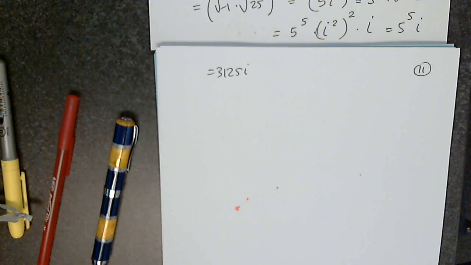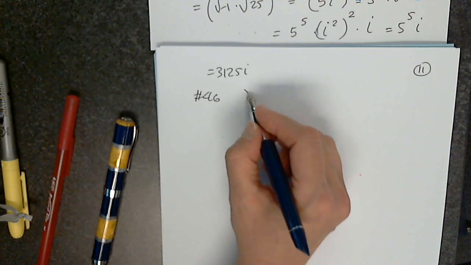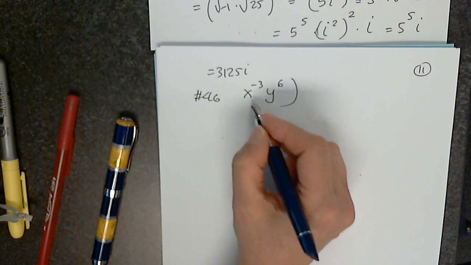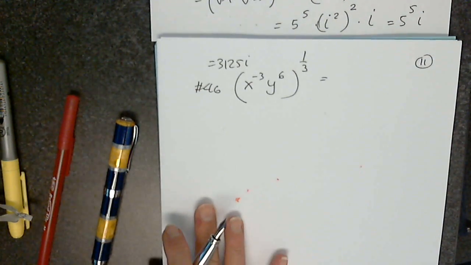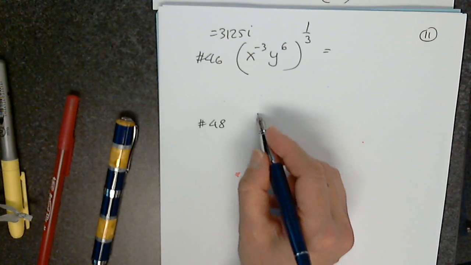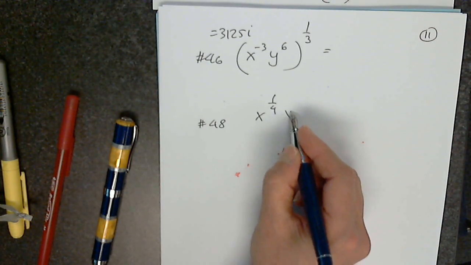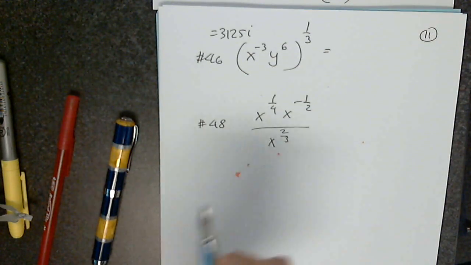And then the next I would like to look at 46, which is x to negative 3, y to the 6th, and everything to 1/3. Take a minute on that, and I'm copying 48 as well. X to 1/4, x to negative 1/2, and x to 2/3.